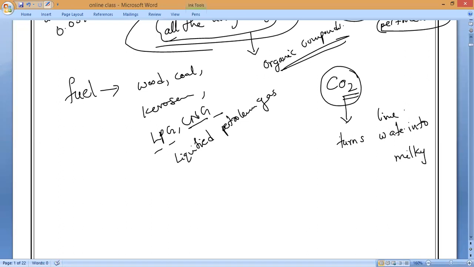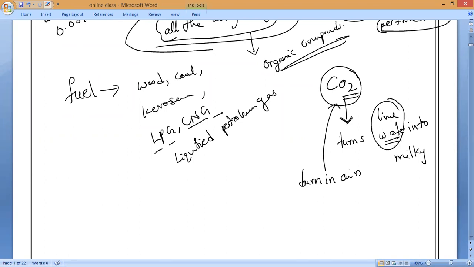If excess is passed, it will turn colorless again. Like that, if you burn any kind of carbon compound in air, definitely it will give carbon dioxide gas, and whether that carbon dioxide gas is releasing or not, we can test by passing it through lime water.